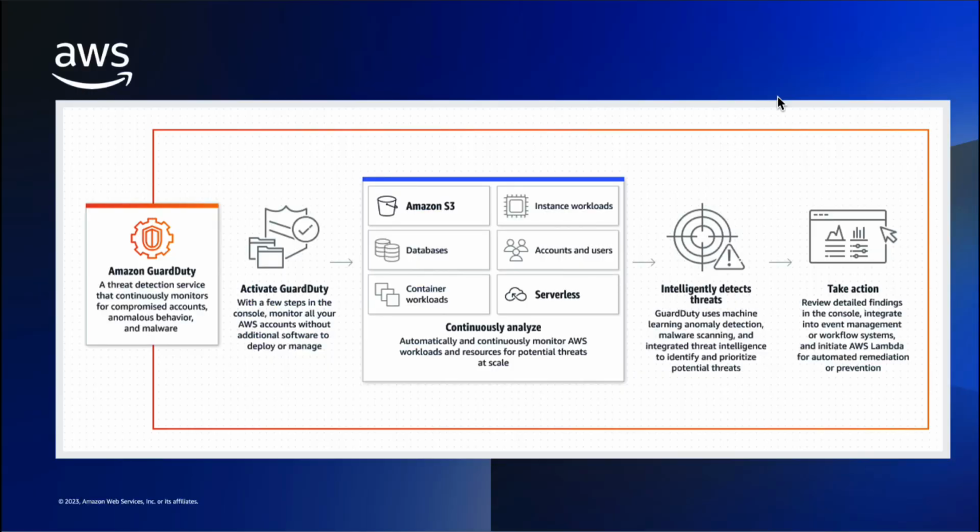Now, let's see how you can create a user alert for a GuardDuty finding using the AWS User Notifications service. Amazon GuardDuty is a threat detection service that continuously monitors your AWS accounts and workloads for malicious activities and delivers detailed security findings for visibility and remediation. Let's go into the AWS console for the demo.